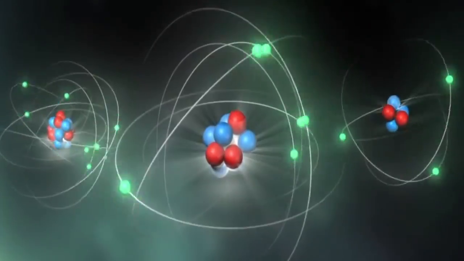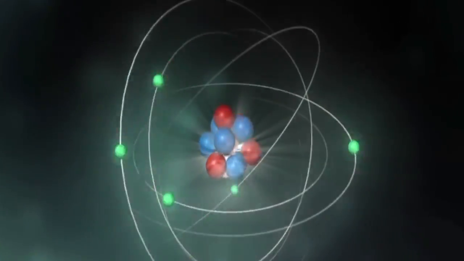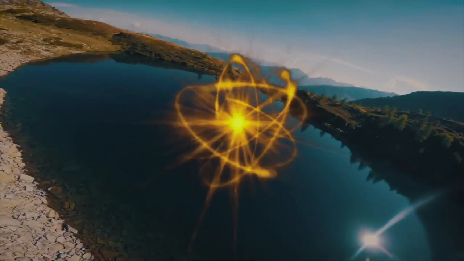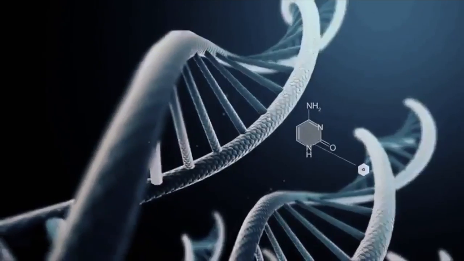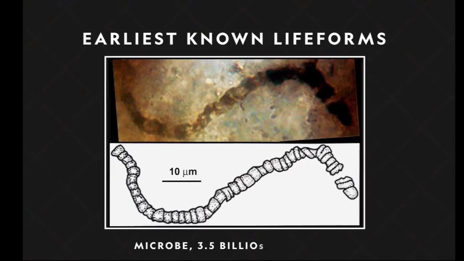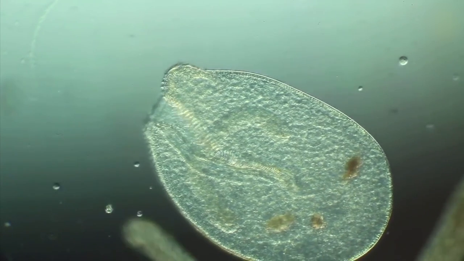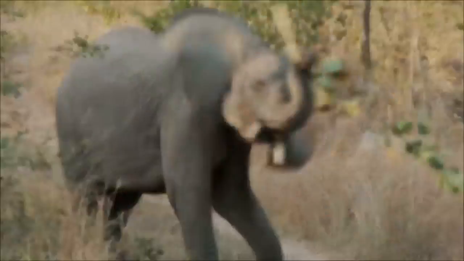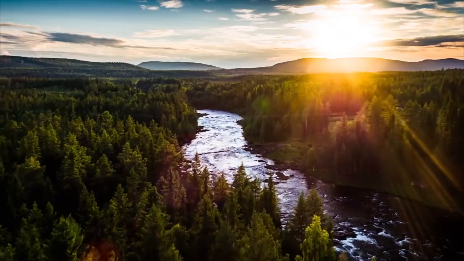All around us are atoms on adventures. Atoms are in rocks, air, and water. DNA puts atoms together to make life. The first life has only one cell. Next, life has many cells and systems. Life adapts to live in different places.